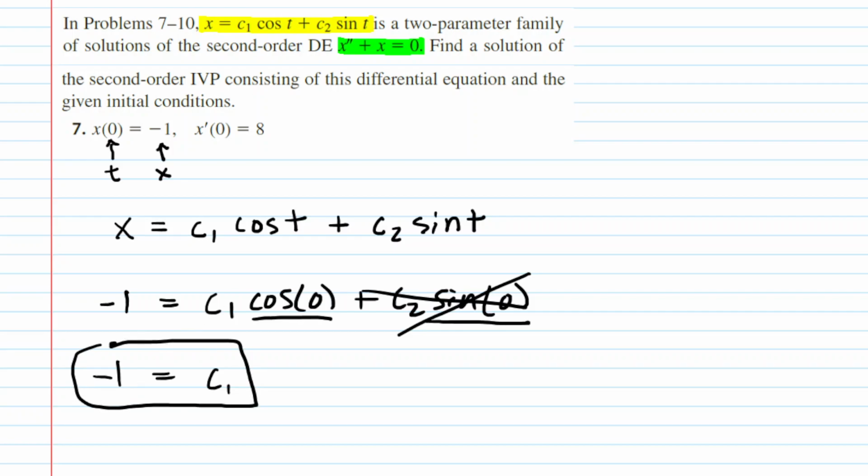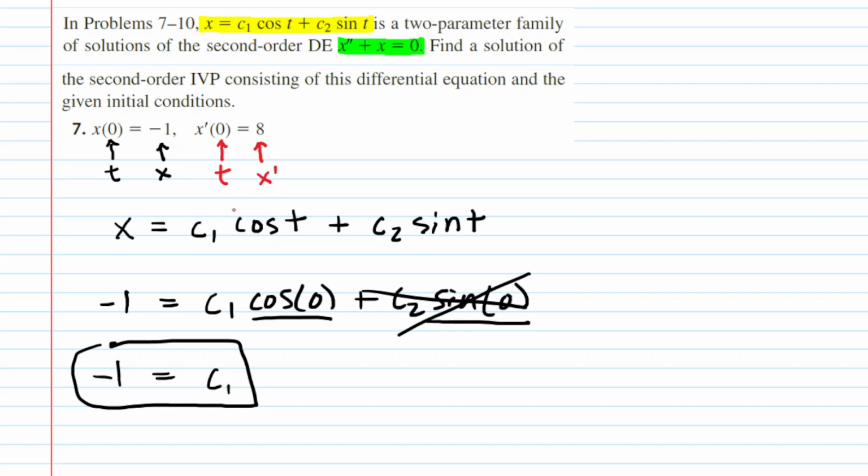Next, we need to find the value of c2. And of course, we'll use the second condition to assist us in that. We look at the second condition. We can see that the value of t is once again 0. And this time, the value of the derivative, notice it says x prime here, not just x. The value of the derivative x prime is equal to 8.